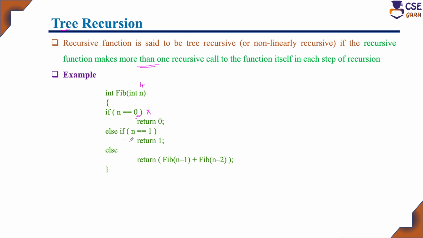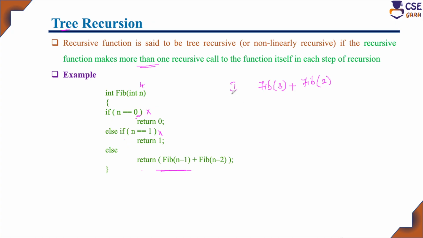Go to the else if part, and here it will check whether the n value is 1. Here also the condition fails. It will go to the else part, and here this statement will be executed. So in the first recursive call, what will happen? It will return Fibonacci of n minus 1. The n value is 4, so 4 minus 1 is 3, plus Fibonacci of n minus 2. 4 minus 2 is 2, you will get it.